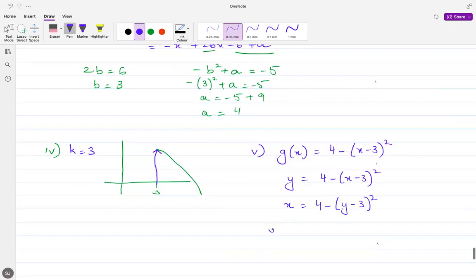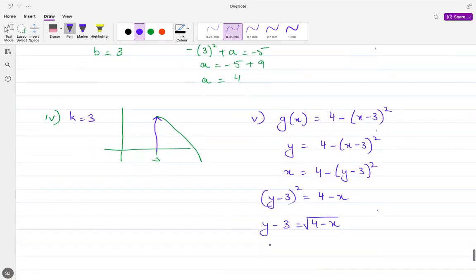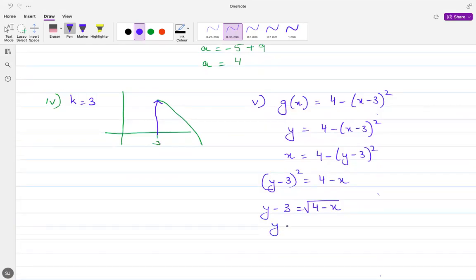Bring the (y minus 3) whole squared on the left hand side to make it positive, and we'll bring the x to the other side. So this will become 4 minus x. Taking the square root on both sides, we'll get y minus 3 is equal to the square root of 4 minus x. And finally, making y our subject, this will be y equals square root of 4 minus x plus 3. So finally, we can write our expression for g inverse of x as square root of 4 minus x plus 3.